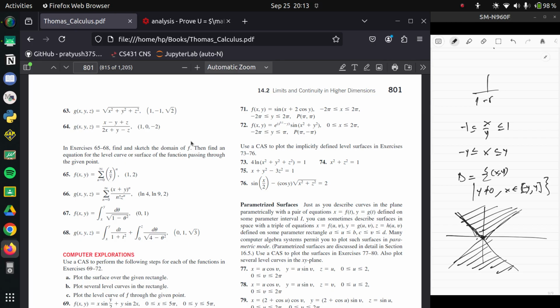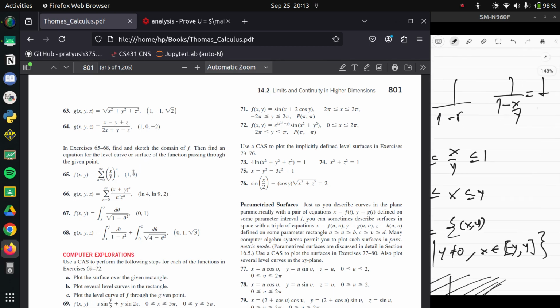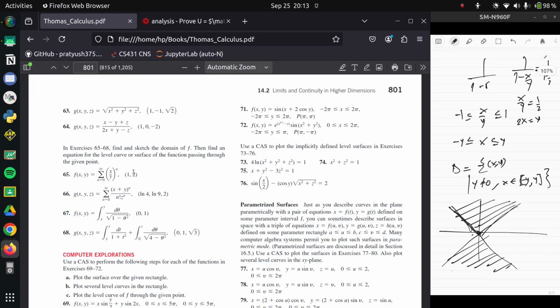Find an equation for the level curve or surface of the function passing through the given point. So it's (1, 2), so all you have is 1 upon 1 minus x by y, it should be equal to 1 upon, just wait a second. Anyway, so we just had x by y equal to 1 by 2, so it's just 1 minus 1 by 2. So we just have x by y equal to 1 by 2, that's it, it's just 2x equal to y. So y equal to 2x, that's just this line. Sure. Cool. So this is okay, I suppose.